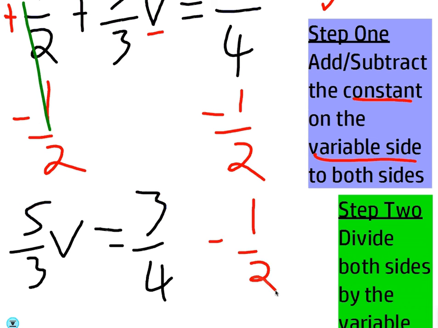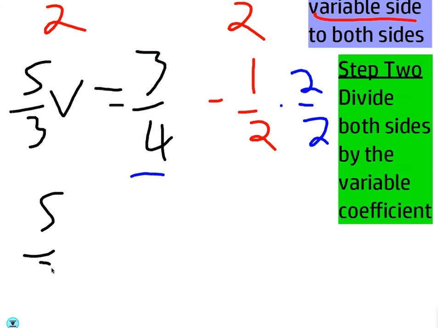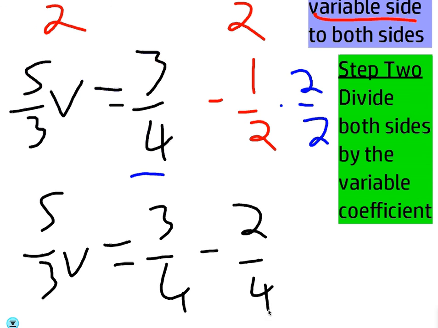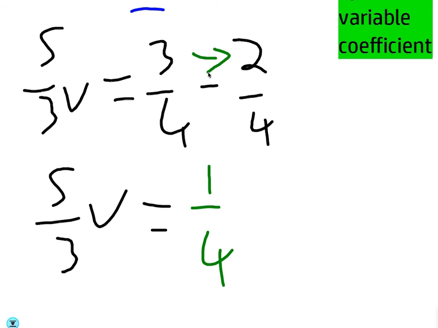Okay, so how did he get 1/4? Well, he took the fraction on the right and he made a common denominator. He multiplied it by 2/2, so he can end up with a 4 there. So it's 5/3 v equals 3/4 minus 2/4. It's crazy because there's a bunch of steps here, but it's still technically a two-step equation. All right, so that equals 1/4 because we just subtract the tops. 3 minus 2 is 1. The bottom stays the same. Now what are you going to do?